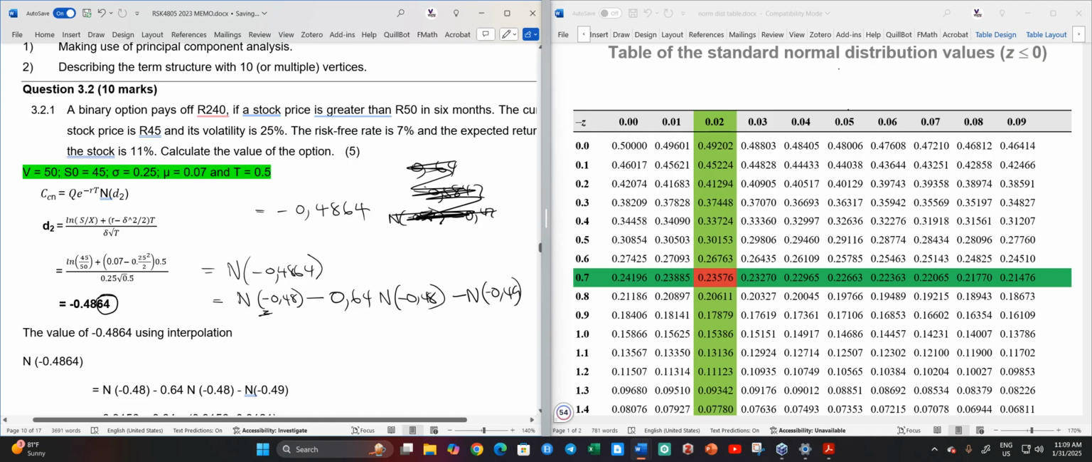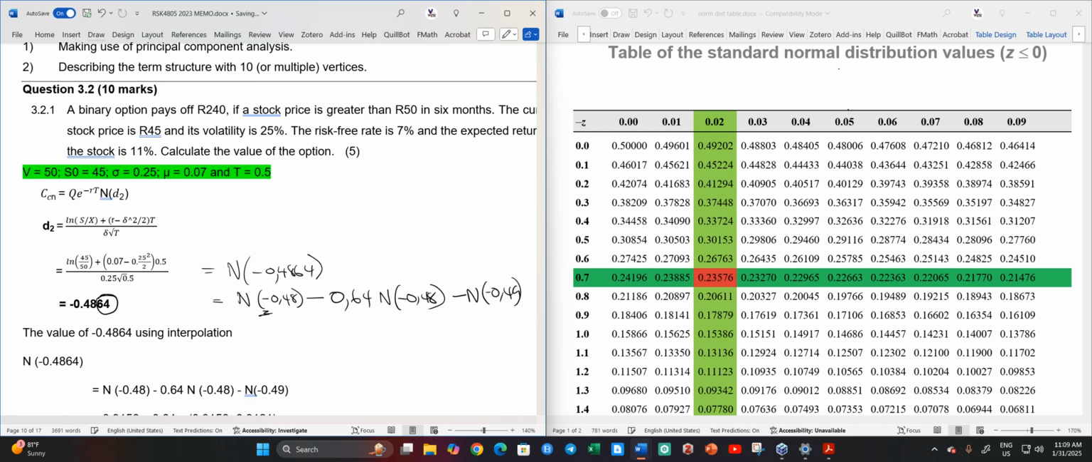Why? Because basically you can realize that the value that we are looking for is in between minus 0.48 and minus 0.49. That's where our value is, because we have minus 0.4864.